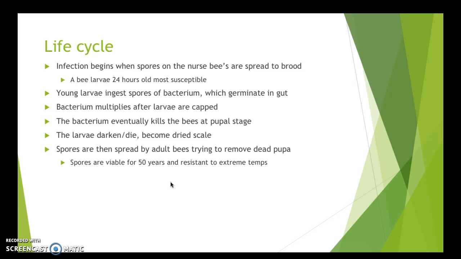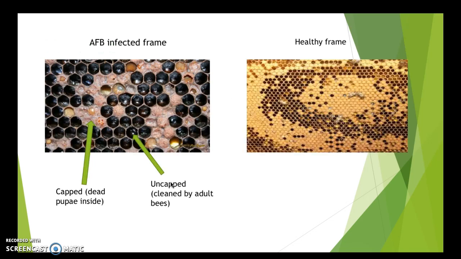Now I just want to give you a visual of the difference between a hive infected with American Foulbrood and a healthy hive. On the left is the infected hive. Here we can see that the cells are dark black-brown due to dead pupae, and there are still some capped cells with dead infected pupae inside. Now as the worker bees try to clean out these uncapped cells, they will spread the disease to new hives. On the right we see a healthy hive with golden yellow caps and brownish, not as dark, clean cells.